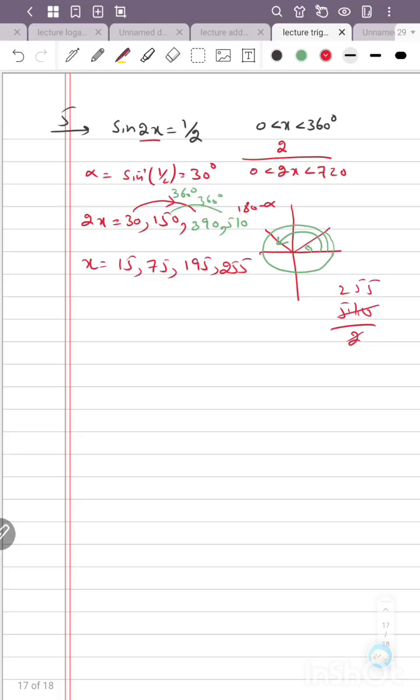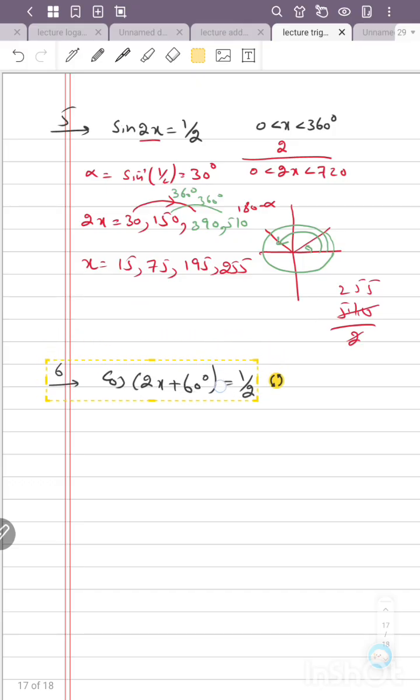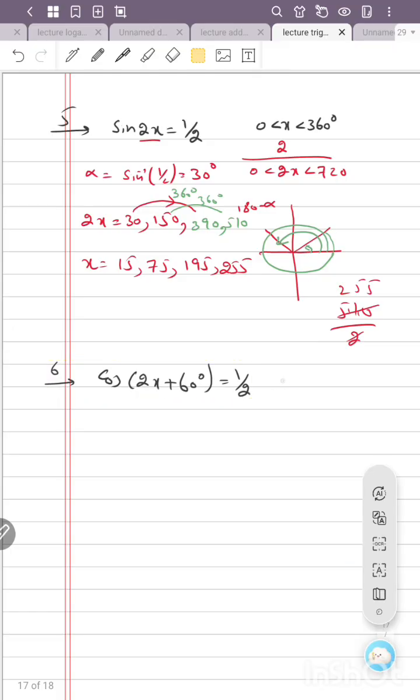Question number 6. The question is cos of 2x plus 60 degree equal to 1 by 2. Okay, wait a minute, I just have to move it here. Yes, okay, here you have 0 less than or equal to x less than or equal to 180 degree.